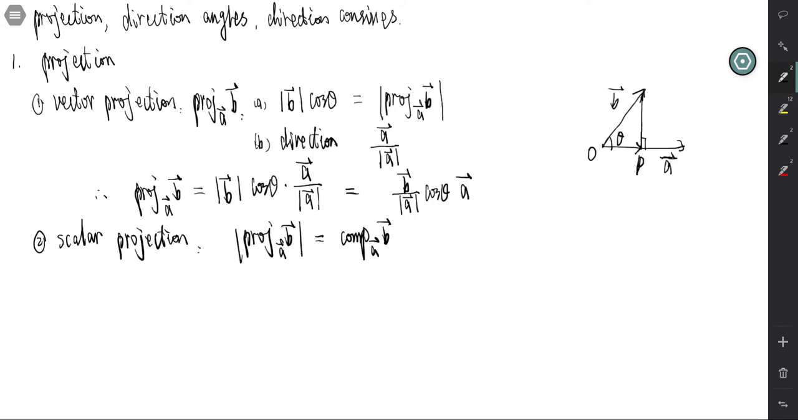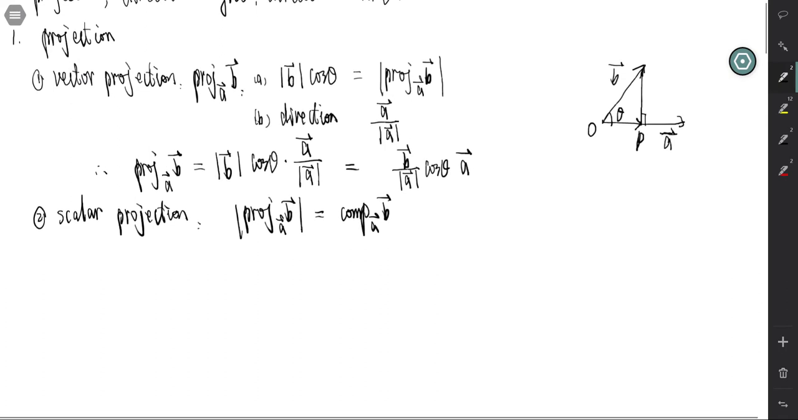From here, if we know the angle theta and the lengths of B and A, we can write down the projection directly.